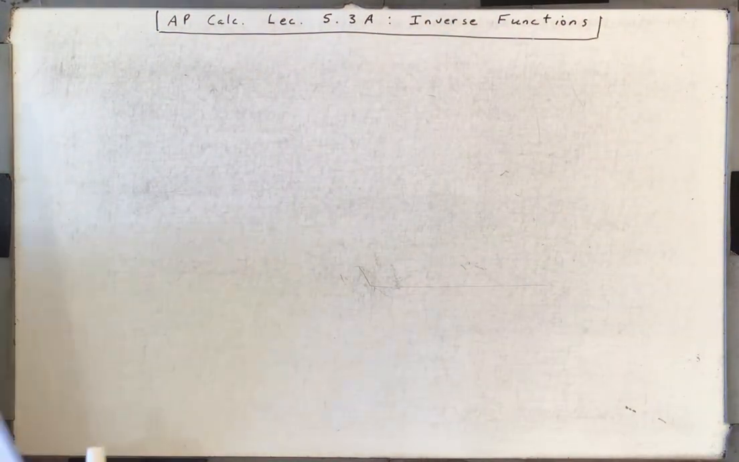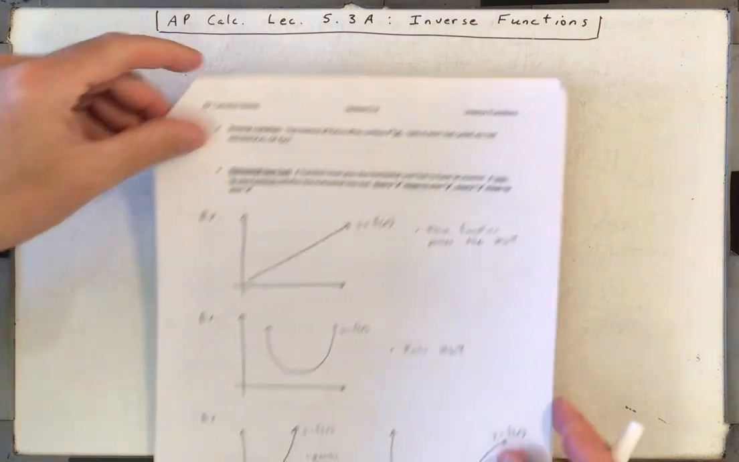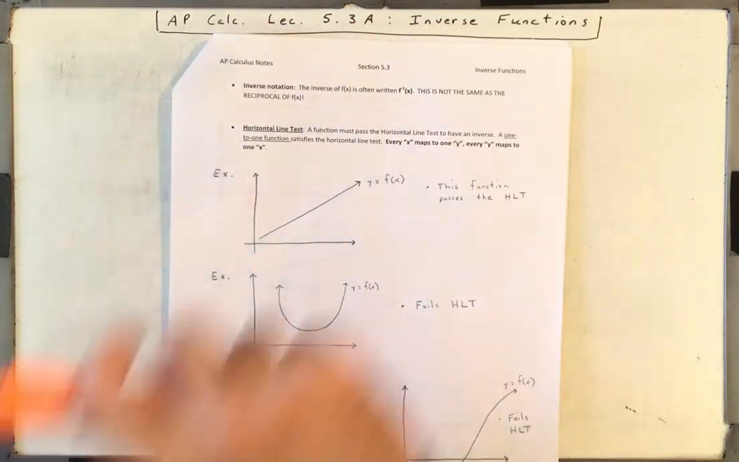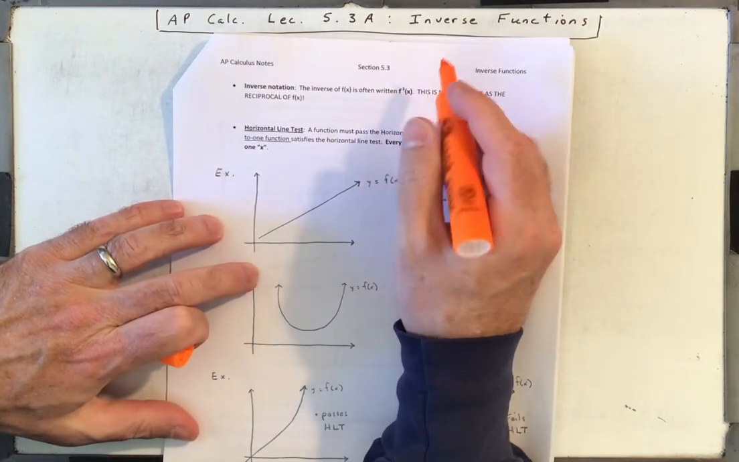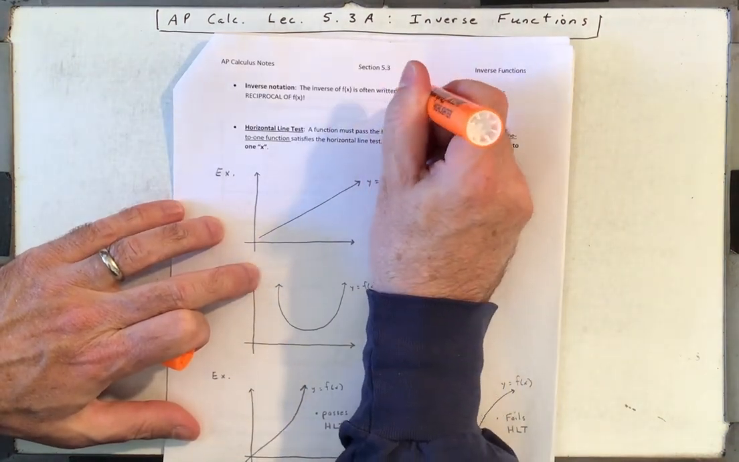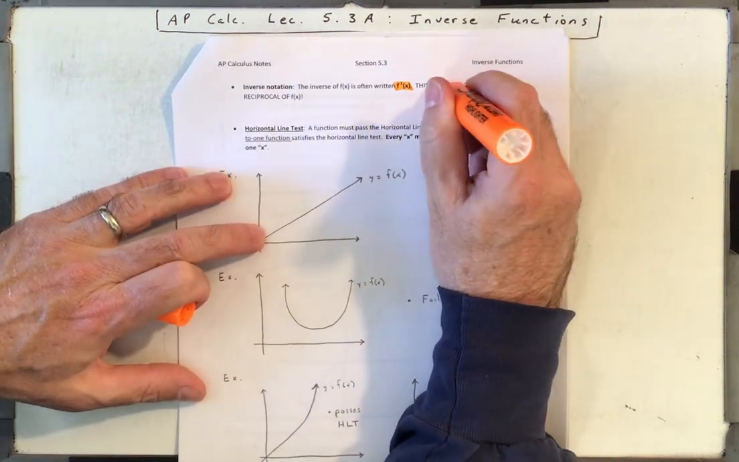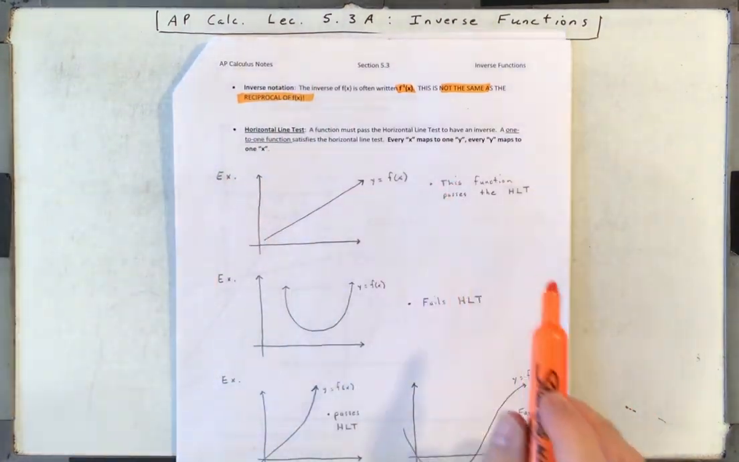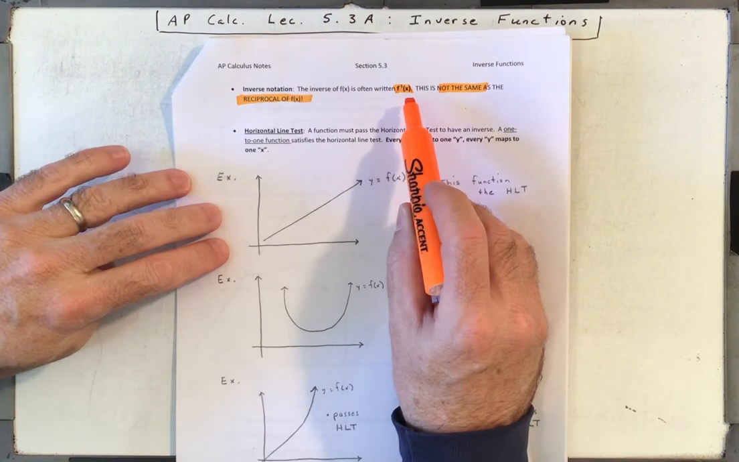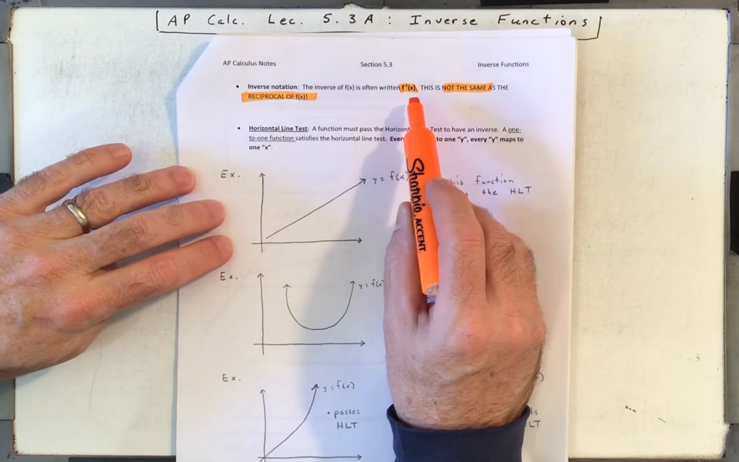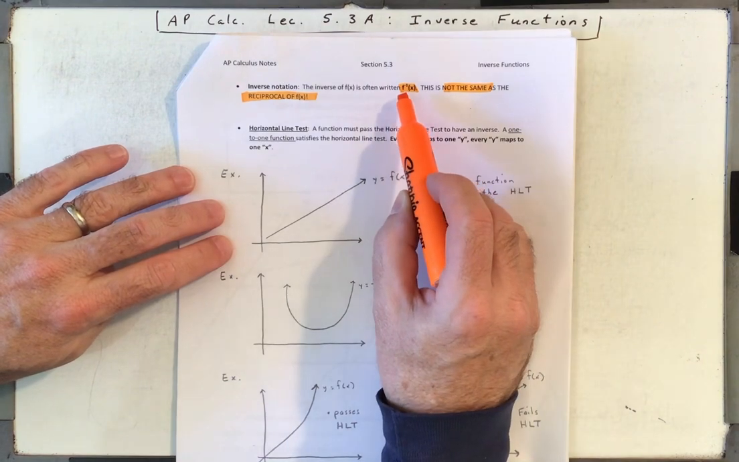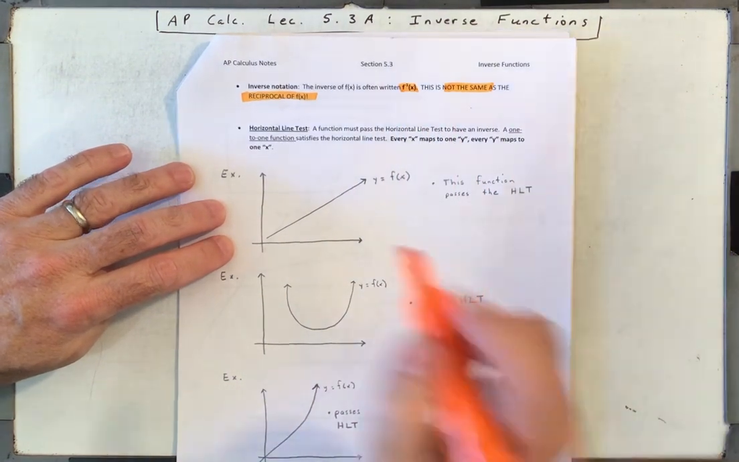All right, let's turn now to page 2 on your notes. So inverse notation, the inverse is written as f to the minus 1 of x. All right, that's not the same as the reciprocal of x. Even though the notation is the same, if you are in context and we're talking about inverses, the inverse is written as f to the minus 1 of x.